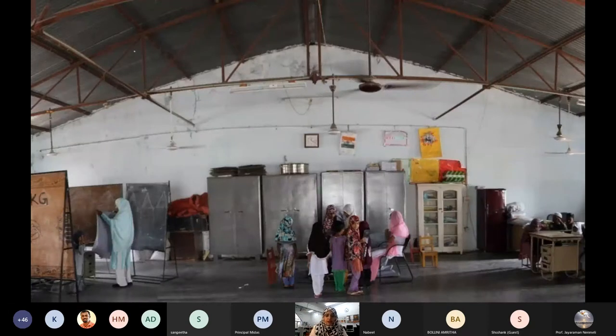The school had been running in a very informal manner by this charity, and it only went up to fifth standard. They wanted to expand it, get it registered, and run it like a proper school. So they needed a building for that.